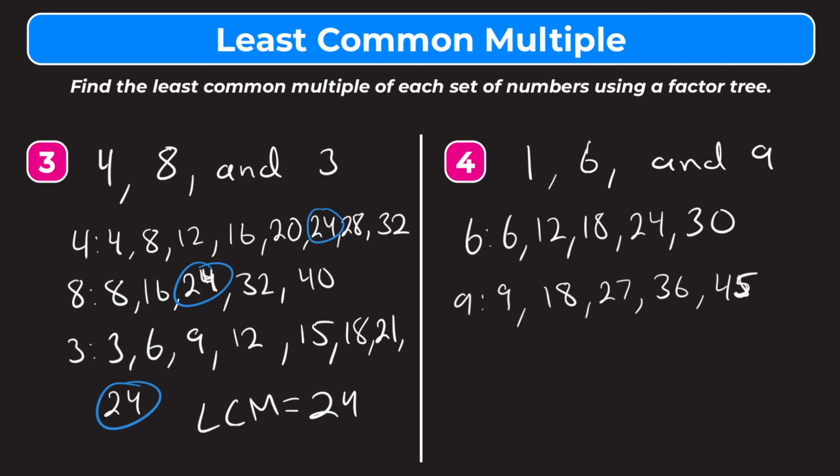So now we look, do we have any common multiples between these two? Oh, well, we do, 18. So our least common multiple between 6 and 9 is 18. And remember, because the multiples of 1 are all whole numbers, any common multiple between 6 and 9 is also going to be a common multiple of 1. So our least common multiple between 1, 6, and 9 is 18.